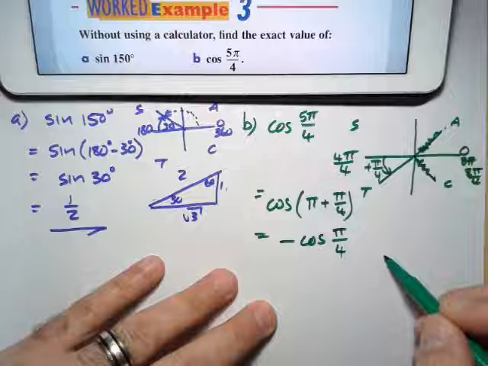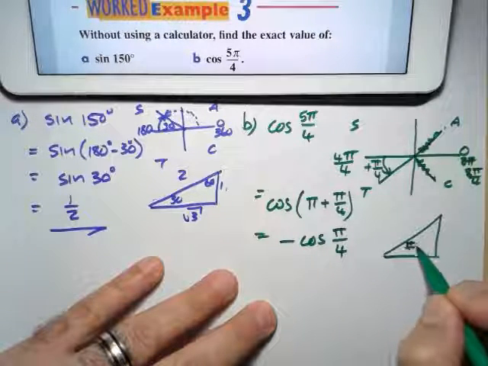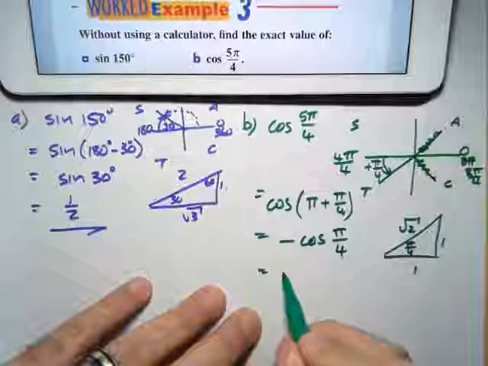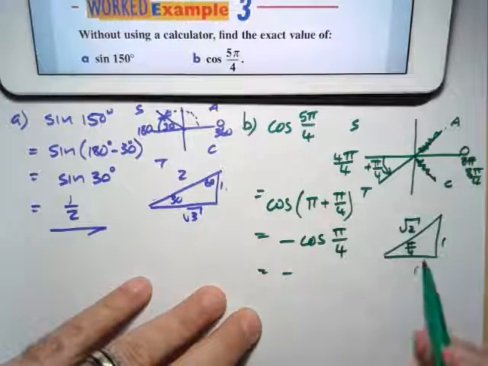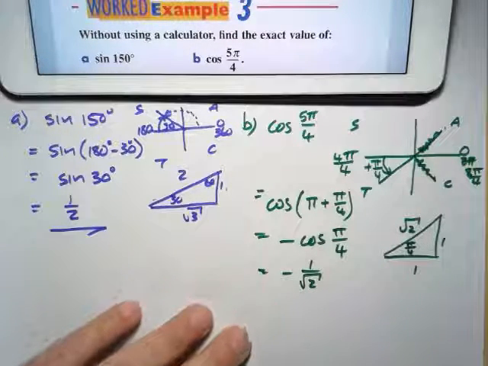This is now a special triangle, pi over 4. I draw my pi over 4. 1, 1, square root 2, which means minus. The cos of pi over 4 is 1 over square root 2. And that is your answer.